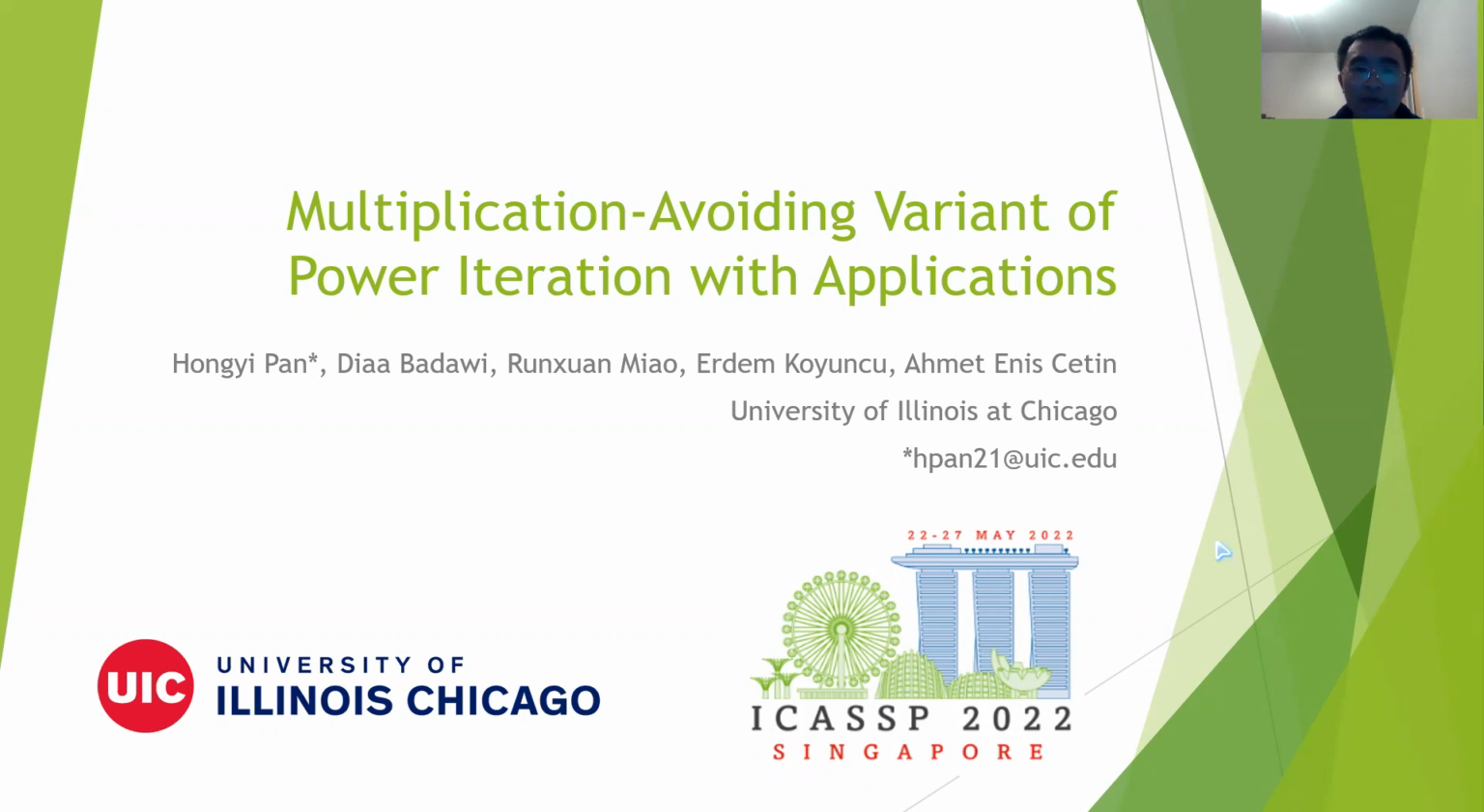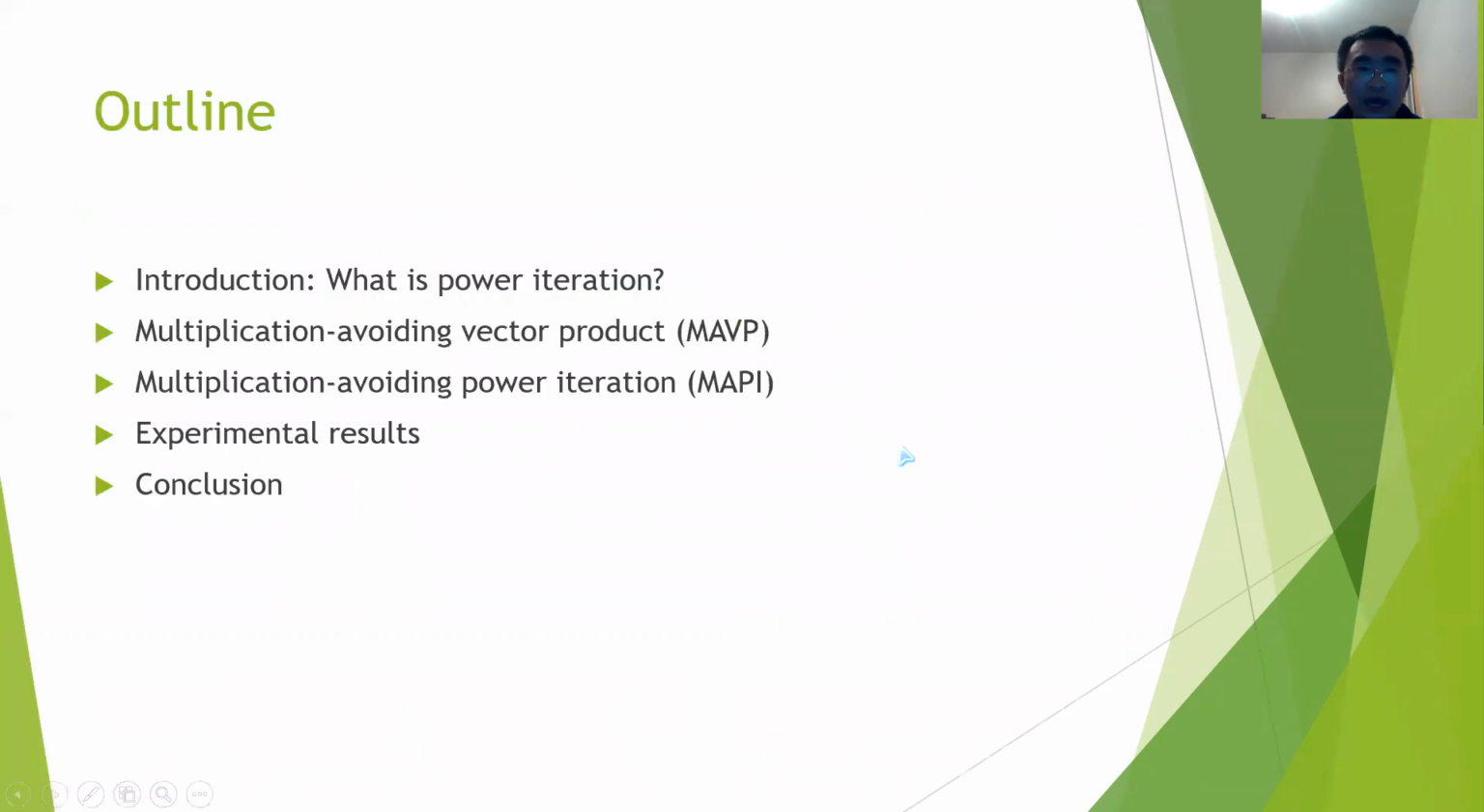Today, please allow me to introduce our paper, Modification Avoiding Variant of Power Iteration with Applications. Here is today's outline. First, I will introduce what is power iteration. Then, I will go over modification avoiding vector products and modification avoiding power iteration. And finally, I will report our experimental results and make a conclusion.